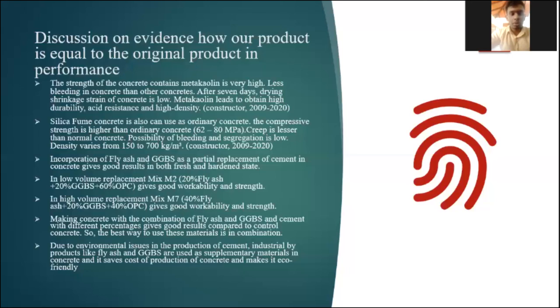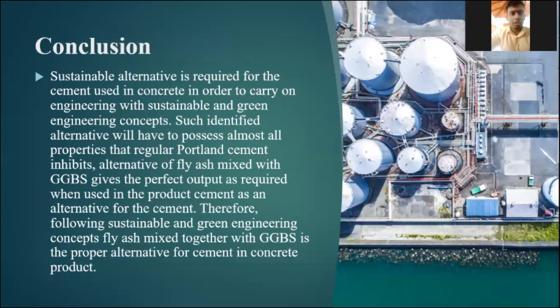Due to environmental issues in the production of cement, industrial byproducts like fly ash and GGBS are used as supplementary materials in concrete, and it saves the cost of production of concrete and makes it eco-friendly. Considering all that we observed and identified, we were able to arrive at the conclusion that fly ash and GGBS will fit the position of cement in concrete, since they have almost all the properties of regular cement, while being environmentally friendly, fulfilling sustainability and protecting green engineering perspectives.